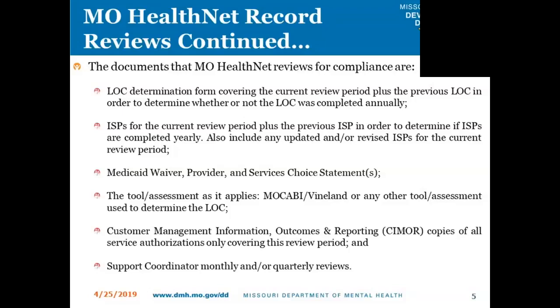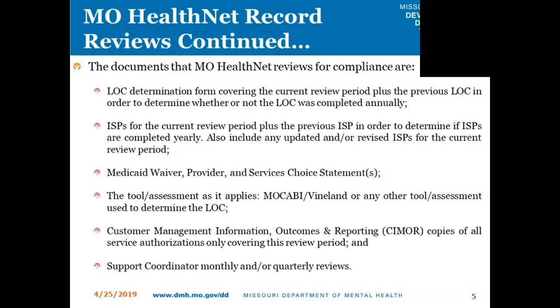MHD reviews the individual support plan for the current review period and then the individual support plan for a previous year, so it is only necessary to submit 2 individual support plans and any applicable amendments. As an example, if MHD is reviewing a period for FY17 in the comprehensive waiver, which would be July 1, 2016 to June 30th, 2017, and there is an ISP with an implementation date of October 1st, 2016, MHD would also look for the previous year ISP of October 1st, 2015.